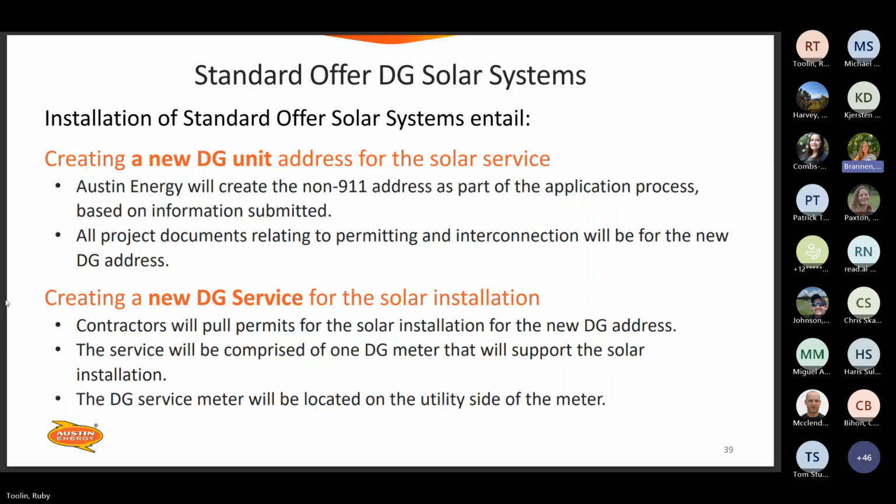All right, creating a new DG service for the solar installation. Contractors will pull permits for the solar install under that new DG address. Service will be comprised of one DG meter that will support the solar install. And then the DG service meter will be located on the utility side of the meter. So keep those things in mind. If you've got questions, of course, feel free to reach out, but we'll get into a few more details in the next couple of slides.